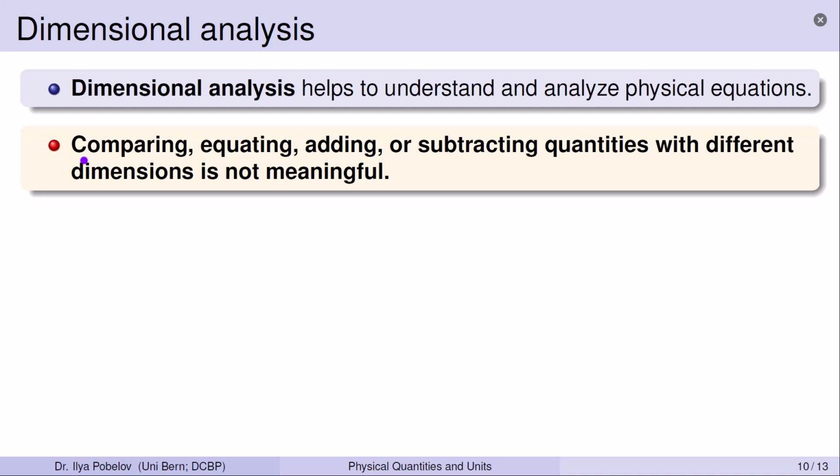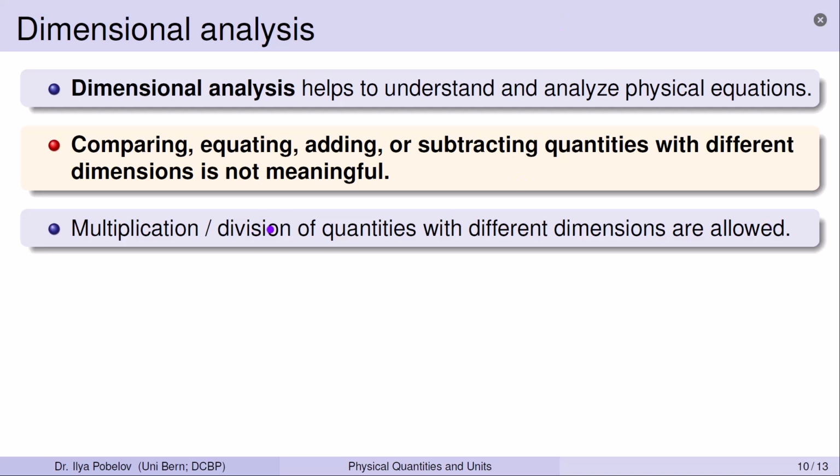First, one can never compare, equate, add or subtract quantities that have different dimensions. Doing so would be like comparing apples and oranges, as the saying goes. It is possible to multiply and divide quantities of different dimensions. This process is, in fact, how we construct derived quantities.